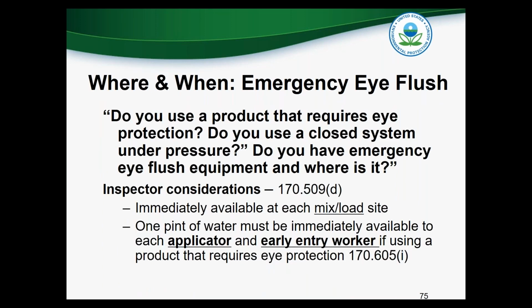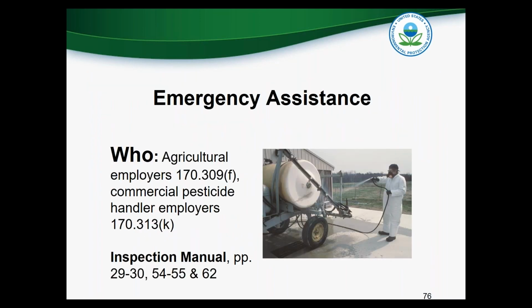Next slide. Okay, where and when do you have to provide that? Well, you can ask, do you use a product that requires eye protection? Do you use a closed system under pressure? In that case, you have to have an emergency eye flush. So you can ask, where is that? Do you have it? What is it composed of? And again, it's got to be immediately available at each mixing and loading site, and there has to be a pint of water immediately available to each applicator and early entry worker if they're using a product that requires eye protection. So it's got to be reachable in case they need it. It's got to be very close, if not on their person. Okay, next slide. Then who's responsible for providing emergency assistance?